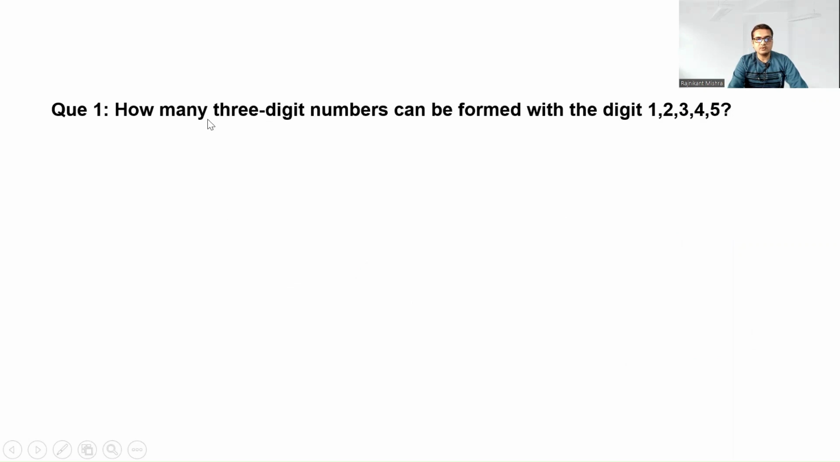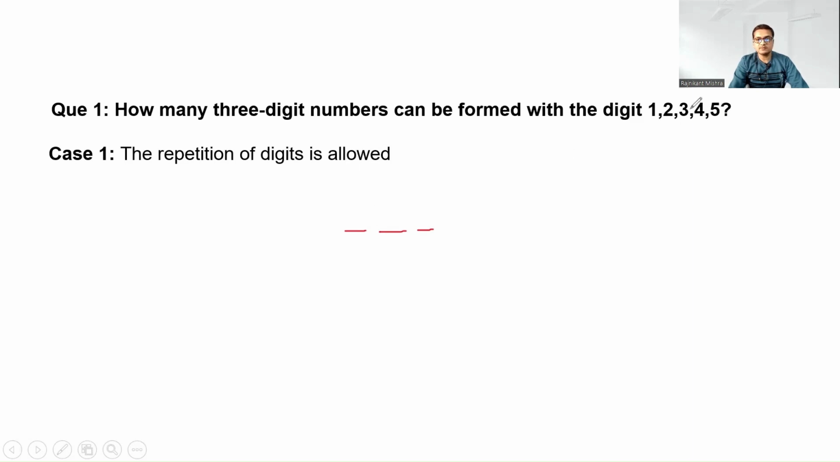Question number 1. How many 3-digit numbers can be formed with the digits 1, 2, 3, 4 and 5? Here we use the counting principle. Case 1. The repetition of digits is allowed. In case of 3 digits, we have 3 positions: unit place, tens place and hundreds place.